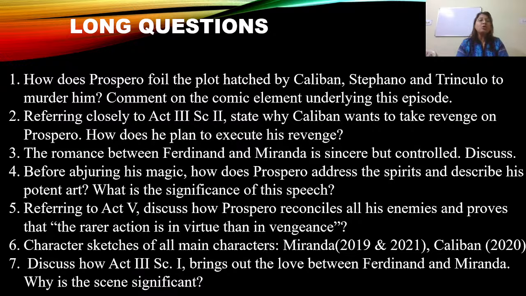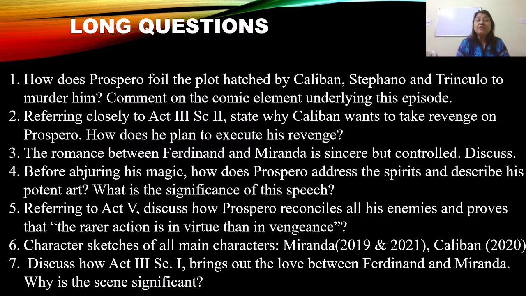So, look at some long questions. How does Prospero foil the plot hatched by Caliban, Stefano, and Trinculo to murder him? Comment on the comic element underlying this episode. So, all these questions, when I read them to you, you will understand that they require a lengthy answer. Okay? Referring closely to Act 3, Scene 2, state why Caliban wants to take revenge on Prospero. How does he plan to execute his revenge?